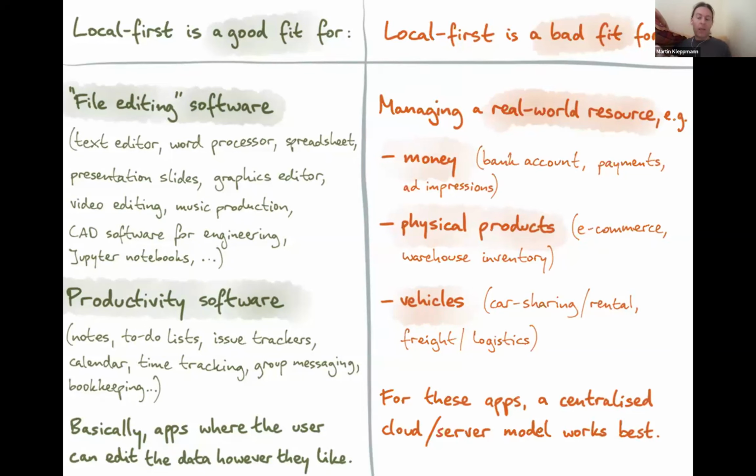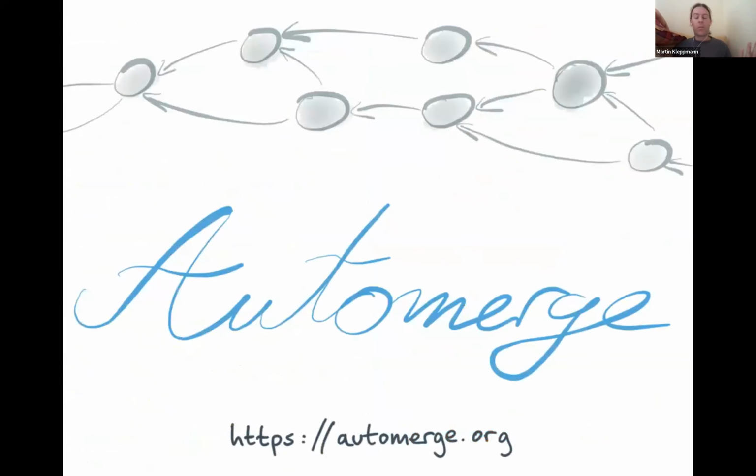So just to make this clear, the left-hand column is the type of software that I'm talking about in this presentation. Okay, let me talk about Automerge, and let's make this more concrete and see how one might actually implement these kind of highfalutin ideas in practical software.